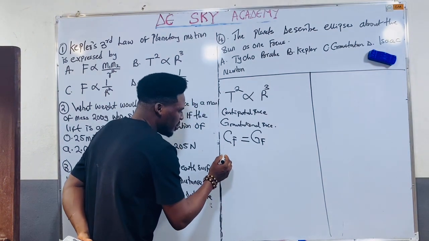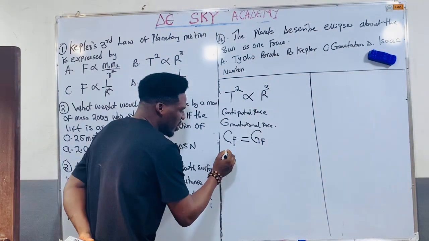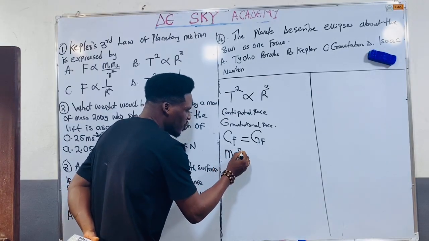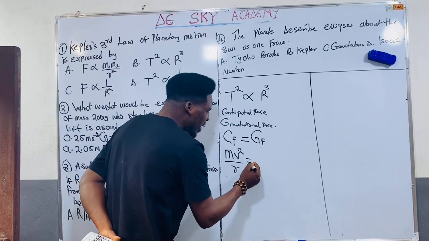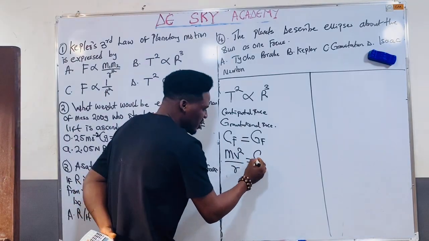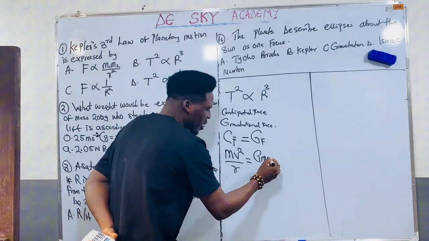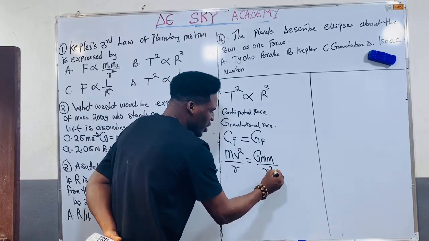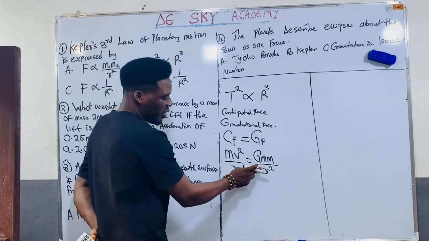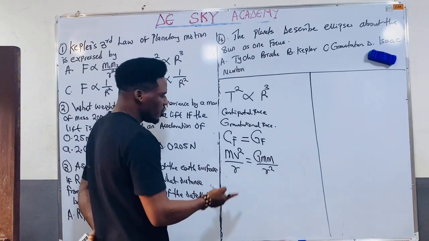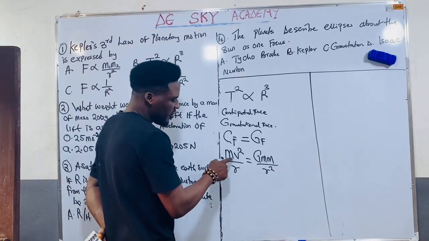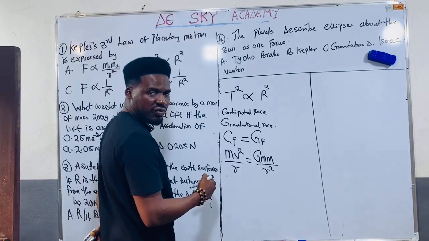Question: what is centripetal force and what is gravitational force? Centripetal force, you know that according to the formula, is mv squared over r. This is the formula for centripetal force. While gravitational force is G M m over r squared. So this is the formula for gravitational force, while this is the formula for centripetal force. So according to Kepler, centripetal force is equal to gravitational force.